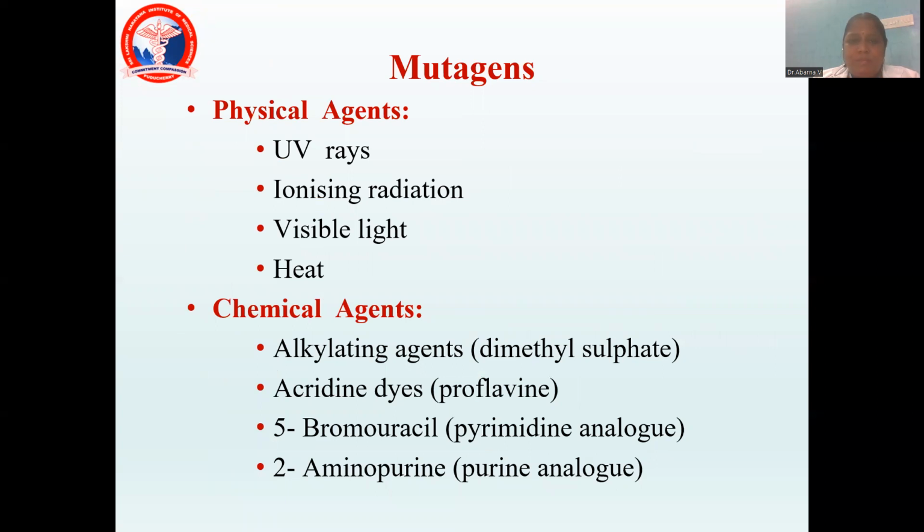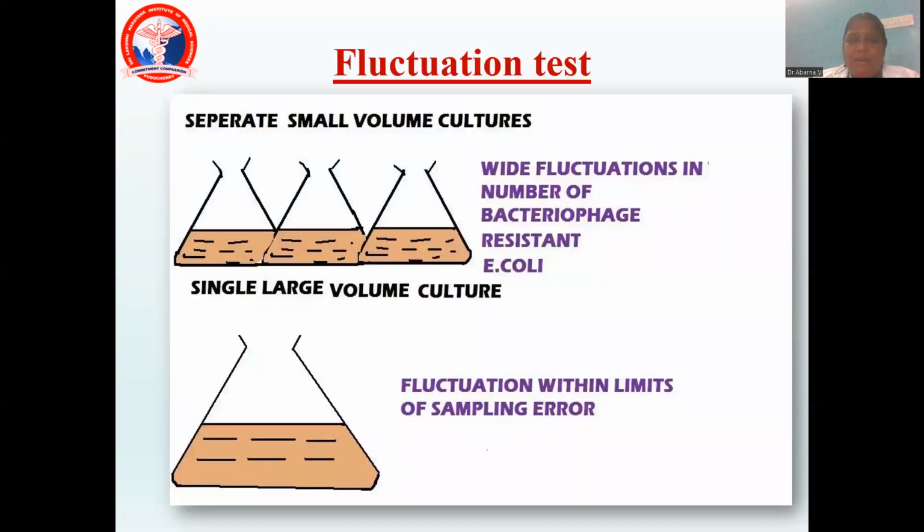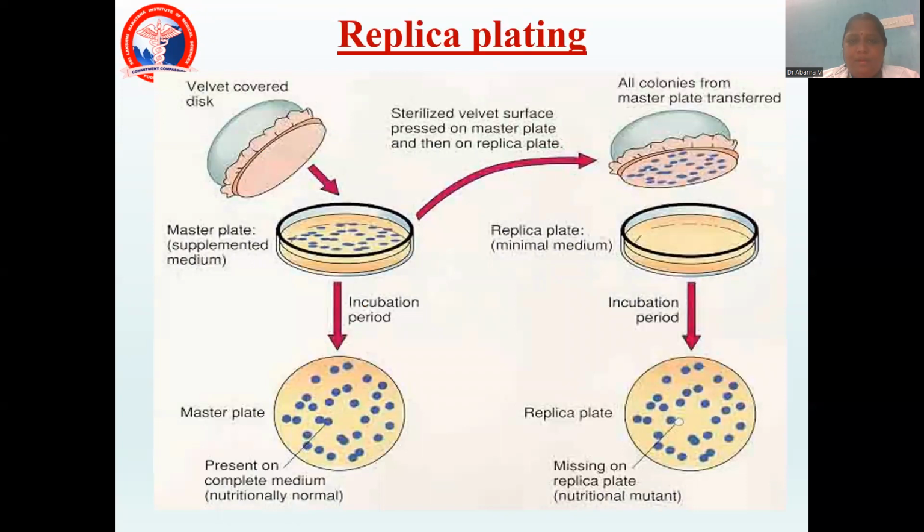So here are some examples of mutagens. Physical agents like ultraviolet radiation, ionizing radiation, even visible light and heat can cause mutation on prolonged exposure. And chemical agents like alkylating agents, acridine dyes, bromouracil, and aminopurines can also cause mutations. And we do have certain tests for mutations like the fluctuation test and replica plating method.